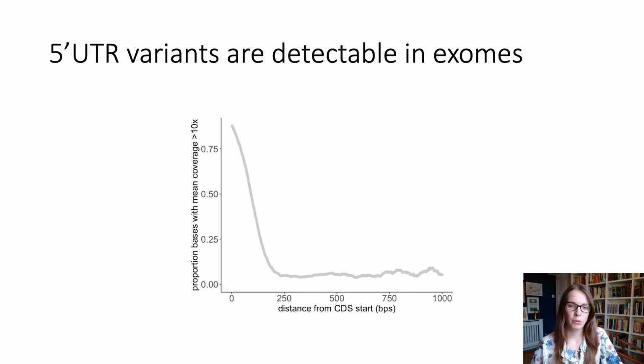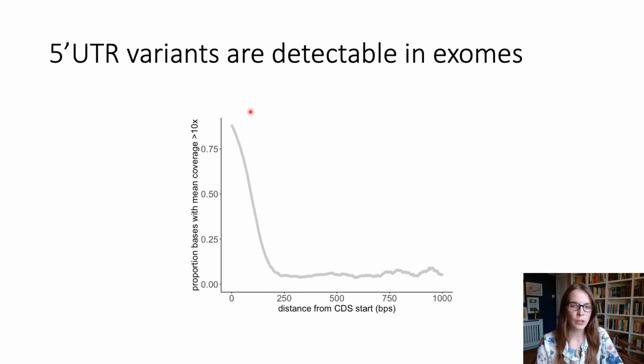And one of the things that we were struck by when doing this study on the DDD dataset is that we found these 5' UTR variants despite the fact that this data is exome sequencing data. So the 5' UTRs aren't actually included in the capture for this dataset. So just briefly looking at the coverage of this data as we move away from the coding sequence on the x-axis, we can see that there is reasonable coverage in the regions closest to the coding sequence.